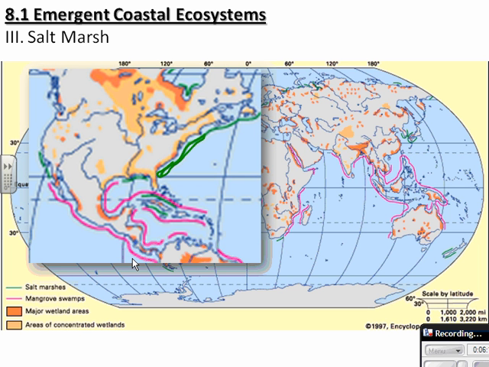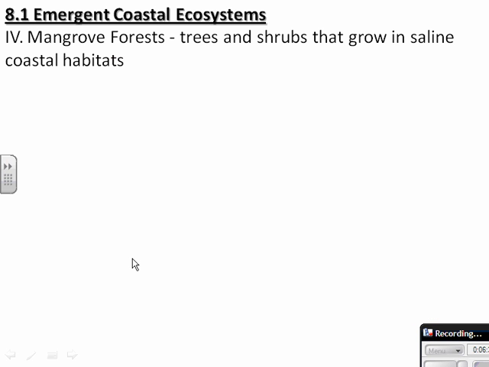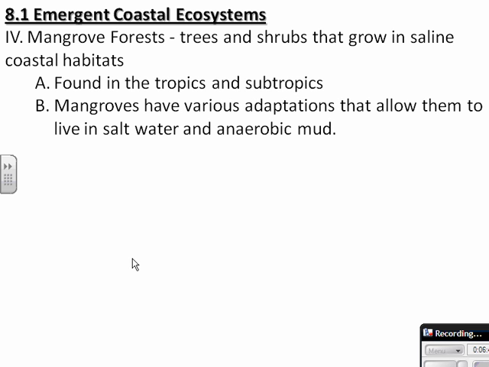But we're also in an interesting transition zone because the red represents the growth of another type of ecosystem called mangroves. So we're kind of in the middle between where we have a lot of salt marshes, but we also have mangrove forests. Well, let's talk about those. Mangrove forests are dominated by trees called mangroves. And these are, as was mentioned, found in the tropics and the subtropics.